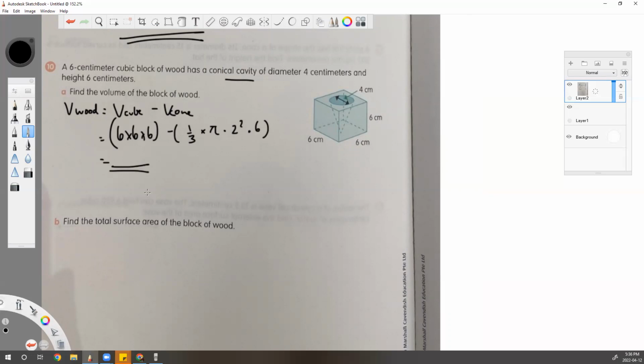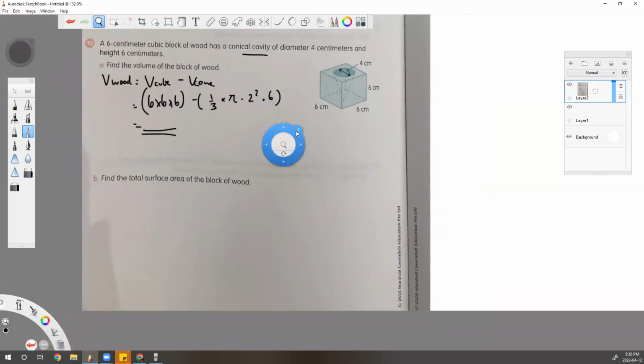Okay. And then B. Find the total surface area of the block of wood. To calculate the total surface area, it's quite challenging. The total surface area has 6 faces, so 6 times side squared, because we have 6 surfaces of a cube, plus the inside, pi r L, the curved surface of the cone. Why is it plus? Because it exists. And you need to subtract the circle on top of it, pi r squared. Do you get the idea?